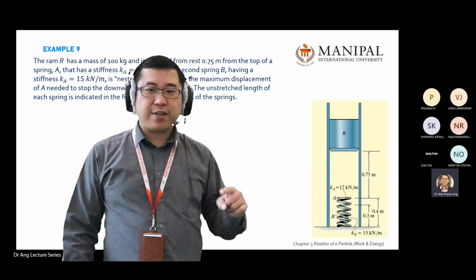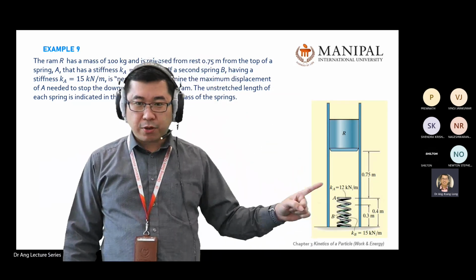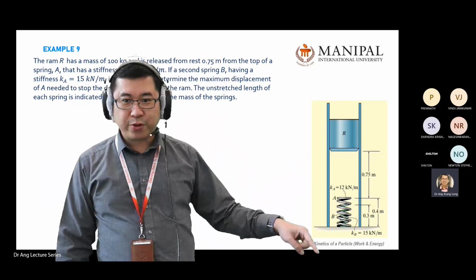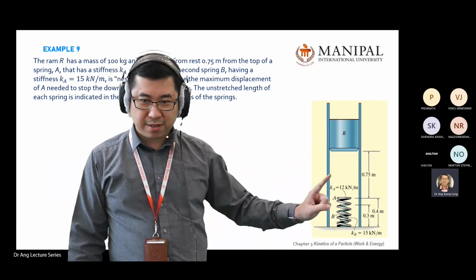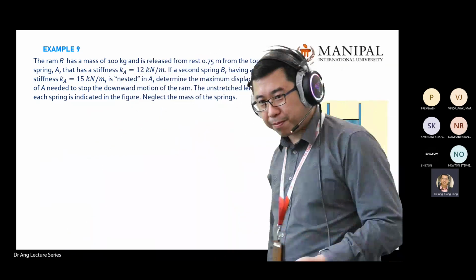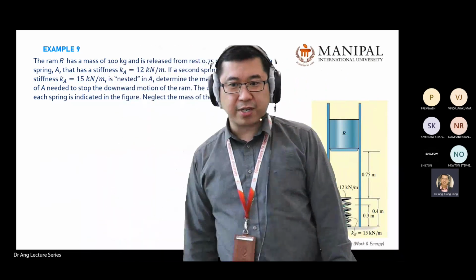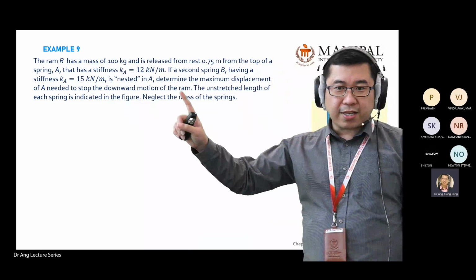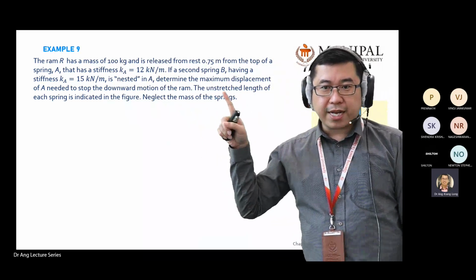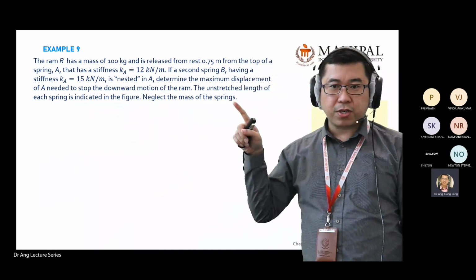Okay, this is a very real industrial problem. If you're working in a design firm, you will apply what you learned today in your work later. If you're designing some stopping mechanism, or in robotics projects, you need all these things. Okay, determine the maximum displacement downwards, and the unstretched length of each spring is indicated in the figure. Ignore the mass of the springs.